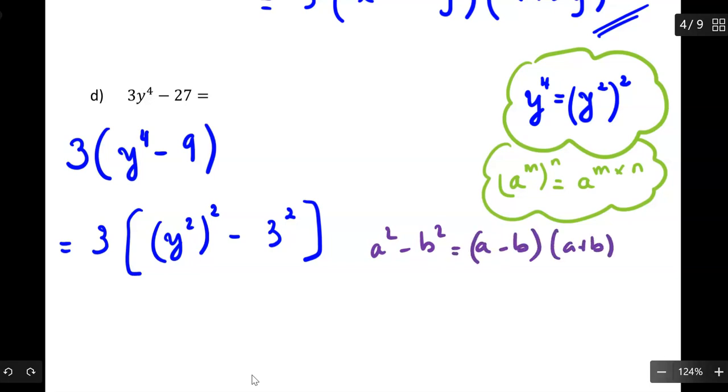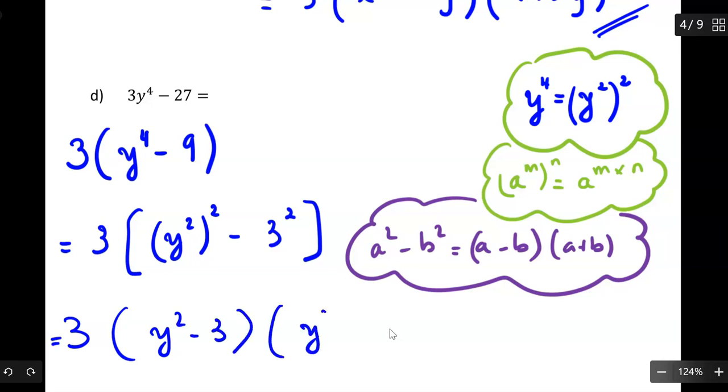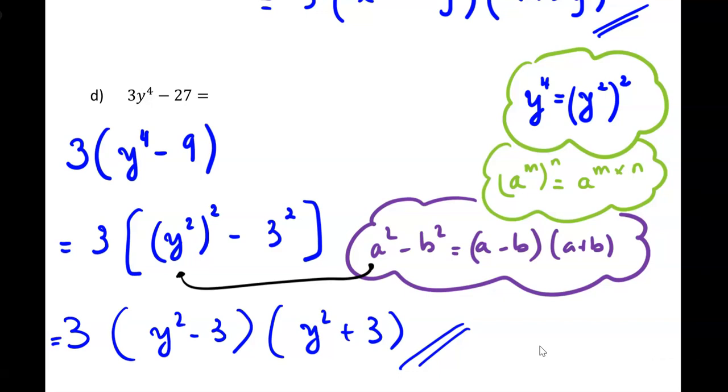a plus b, right? So in this case, what do you have? Your a will be y squared. Your b is your 3. Therefore, I am going to have the factors as y squared minus 3 multiplied by y squared plus 3. Don't forget to make sure that you include the square. y squared is your a, because all of this is already raised to exponent 2. You try to match this. You see why I have y squared minus 3 and y squared plus 3.